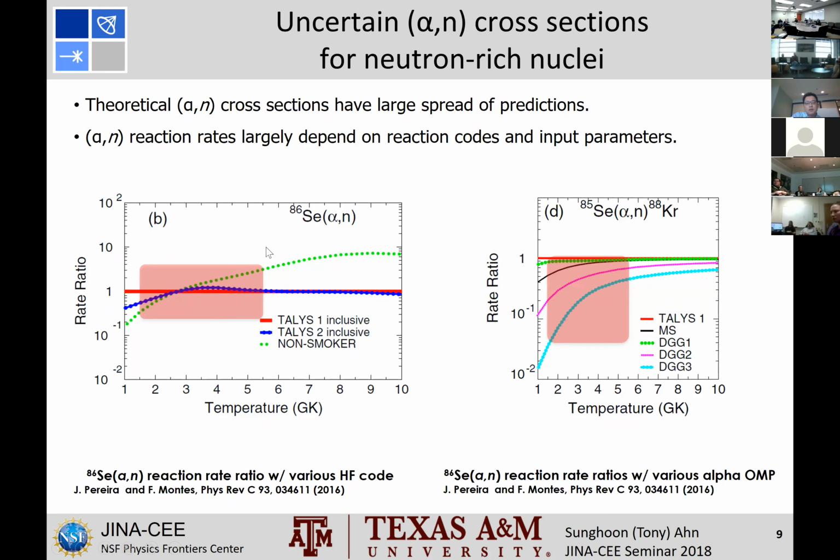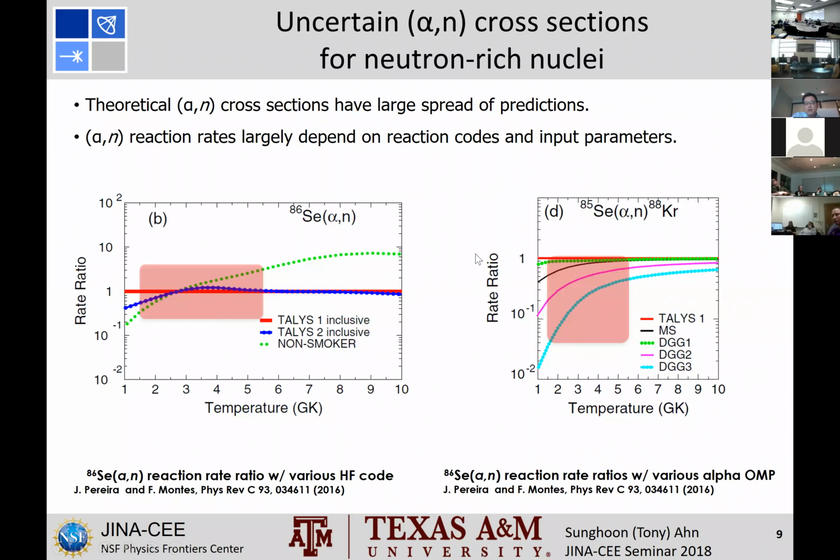They show the reaction rate ratio for the selenium-86 case. Because they didn't have experimental measurements, they only compared the simulations of different models, and found that it differed by a factor of 5 between two models. When they changed the optical model input parameters for the same model, it became more than an order of magnitude difference in the case of selenium-85. So alpha-n reaction rates depend largely on the reaction code and input parameters for neutron-rich nuclei.